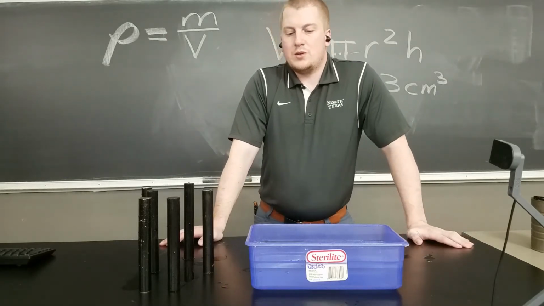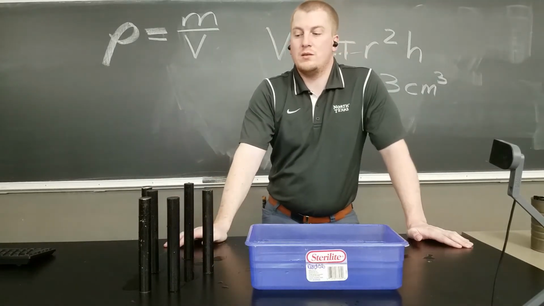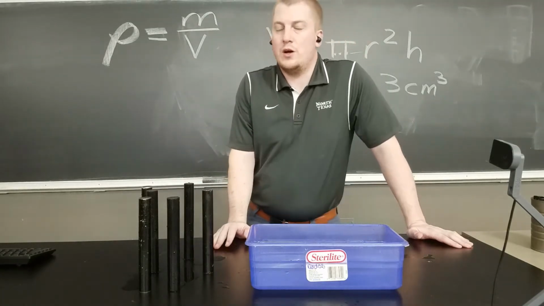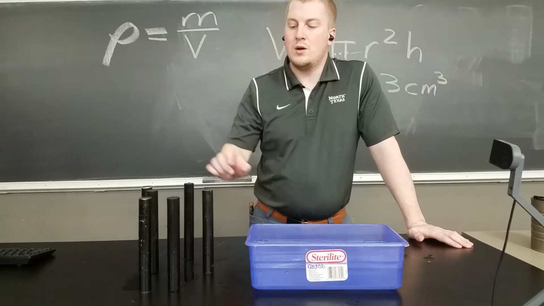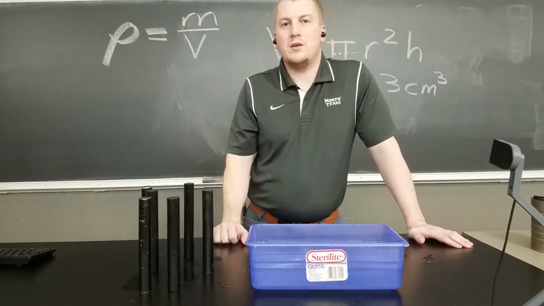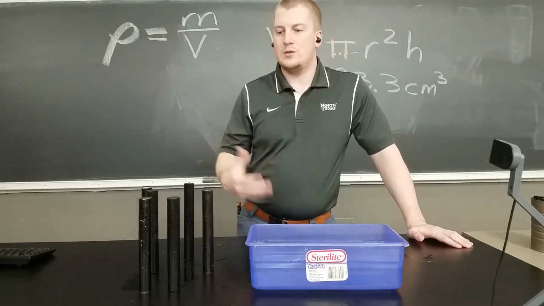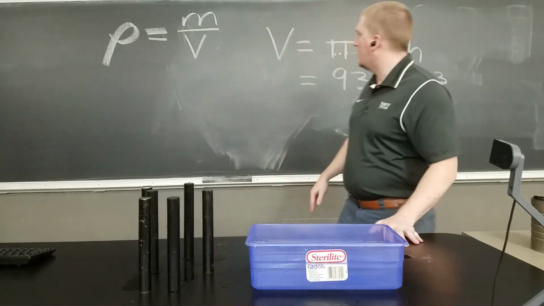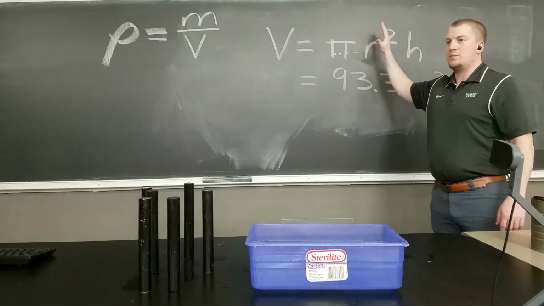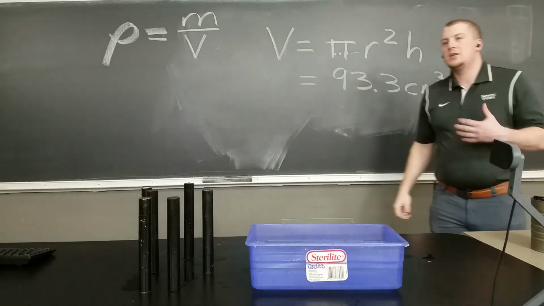Today's little demonstration is that we're looking at 6 rods that appear identical and have the same volume, which on the board behind me, I calculated by noting this is a cylinder. So it has a circle that I need to find the area of, and multiply it by the height or the length of that cylinder. So my volume is equal to pi r squared, which is just the area of a circle, times h, which is about 93.3 cubic centimeters.